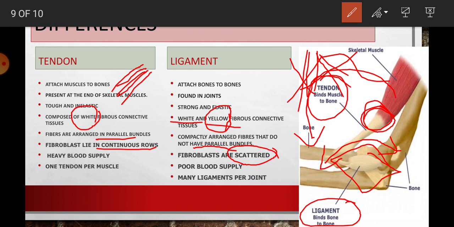And as tendons are near the muscle, that's why tendons have heavier blood supply than the ligament. And each and every muscle end has one tendon. At both ends there is one tendon, but in a joint there are many ligaments. So from these perspectives, tendons and ligaments can be differentiated, and this difference is very important for your exam.